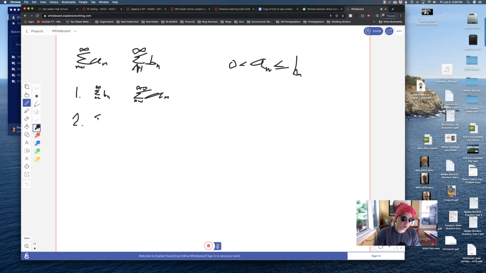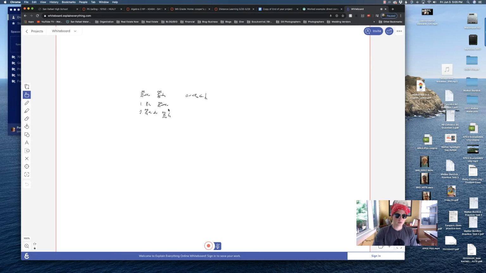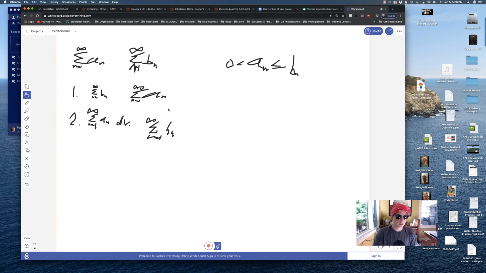Something else: if the smaller one, a sub n, diverges, then b sub n will also diverge. That is given. Now, whoa, that is crazy.